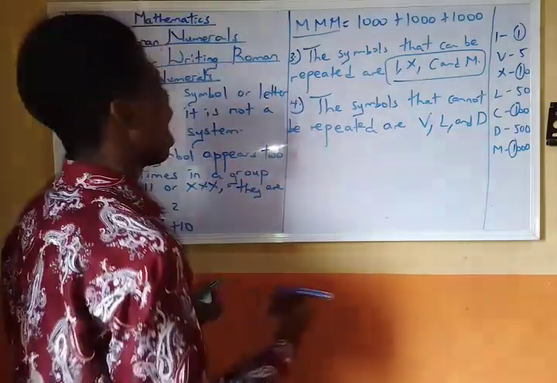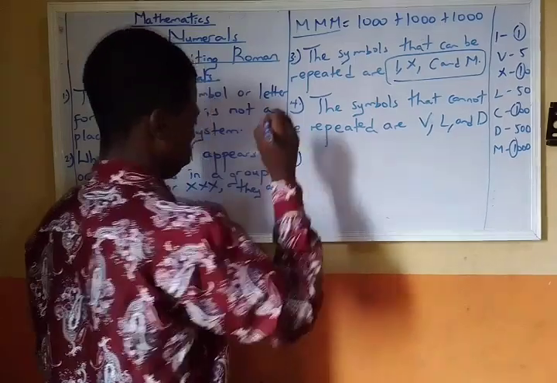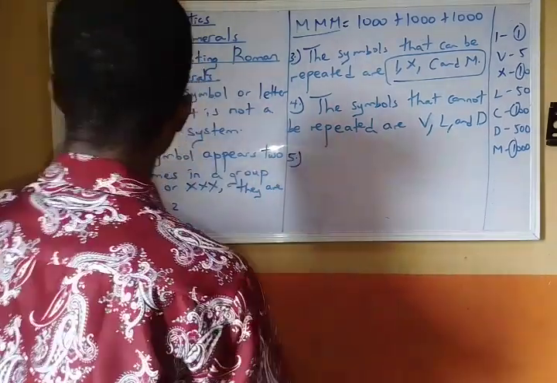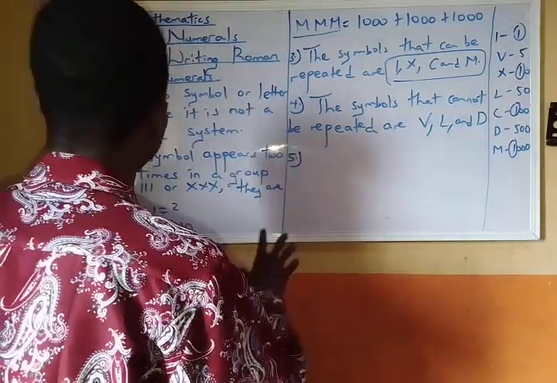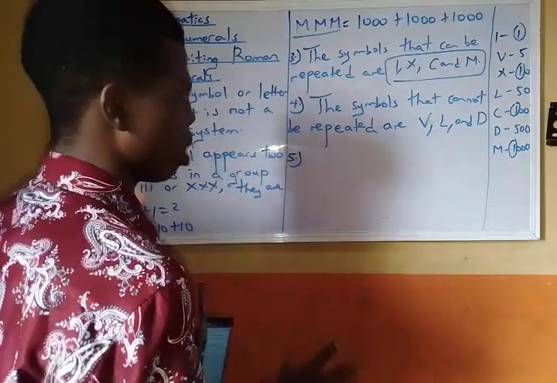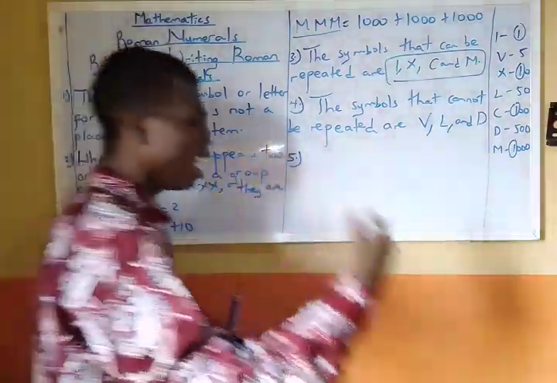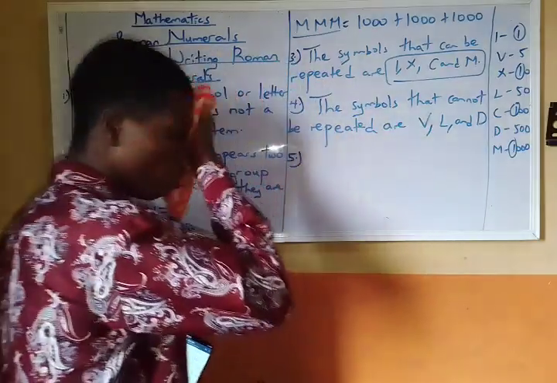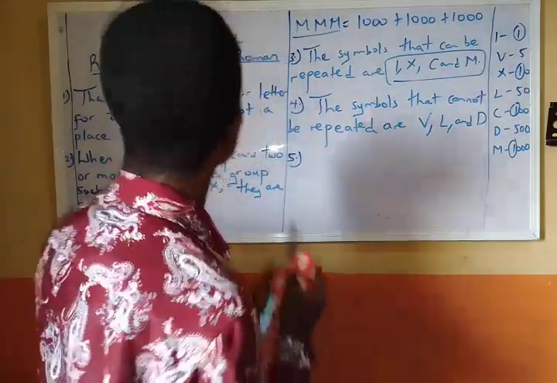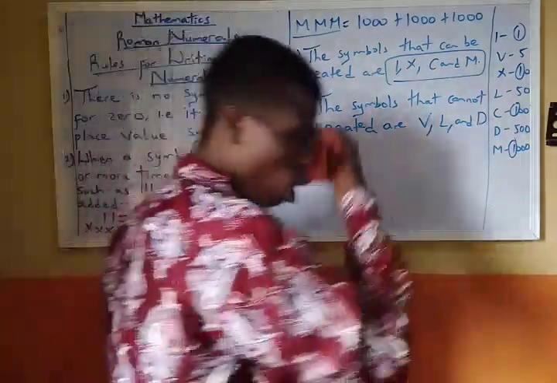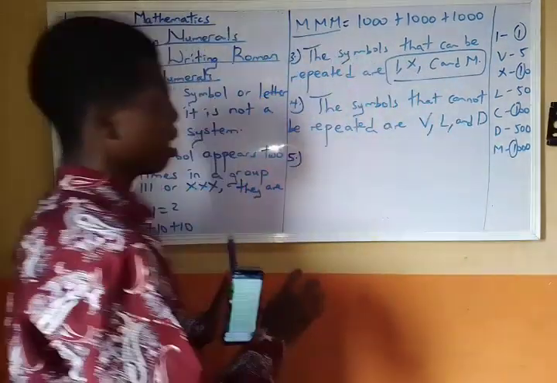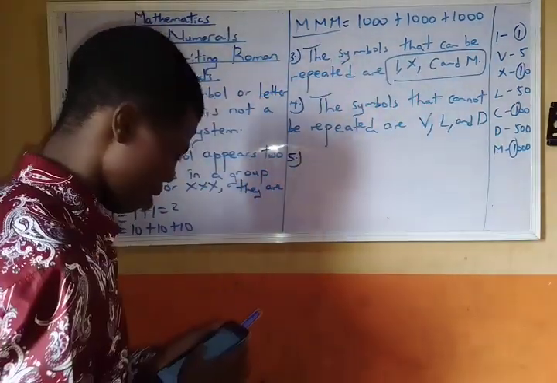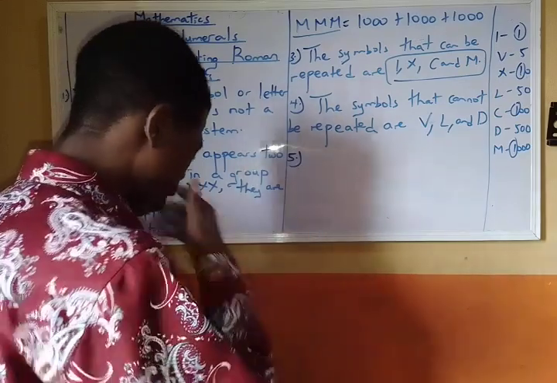Now, that takes us to another rule, the 5th rule. Are we together now? Don't forget that we want to understand the rules for writing Roman numerals before we learn how to convert from Arabic numerals to Roman numerals and from Roman numerals to Arabic numerals. So I want you to understand all of these rules very, very well. Okay, let's move forward now.